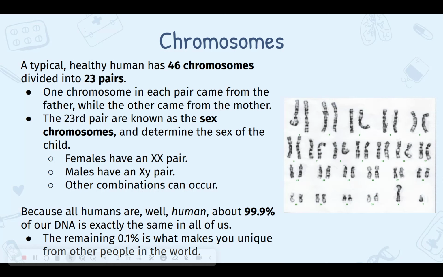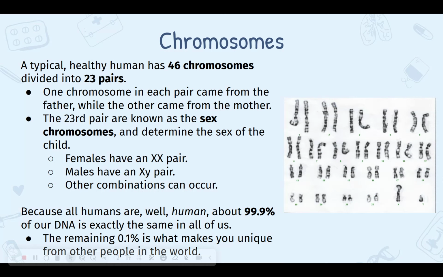One of the chromosomes in each of those pairs comes from the father, and the other one comes from the mother. Now, the 23rd pair in the sequence is special. Those are usually referred to as the sex chromosomes. And in most children, a female will be born with a double X pair in the 23rd chromosome, and males will be born with an XY pair. Although there are other combinations that can occur.